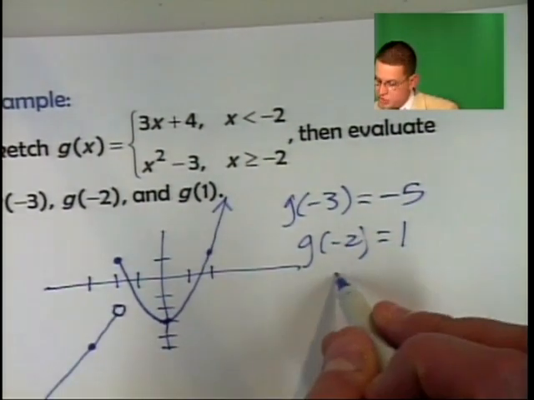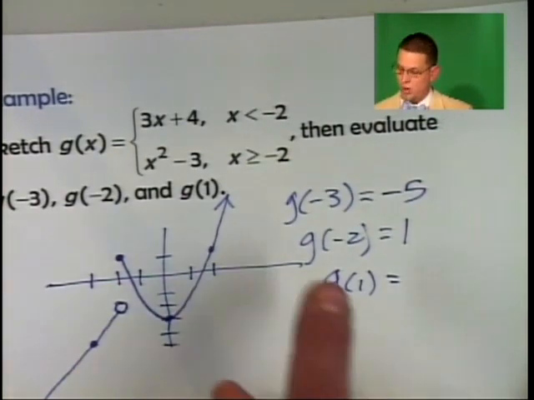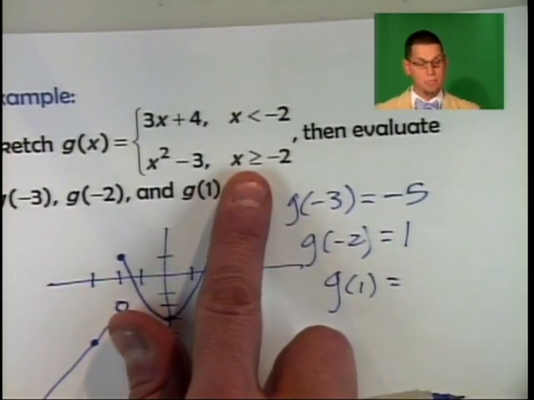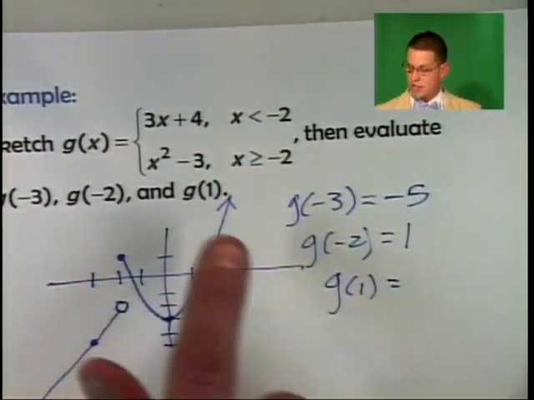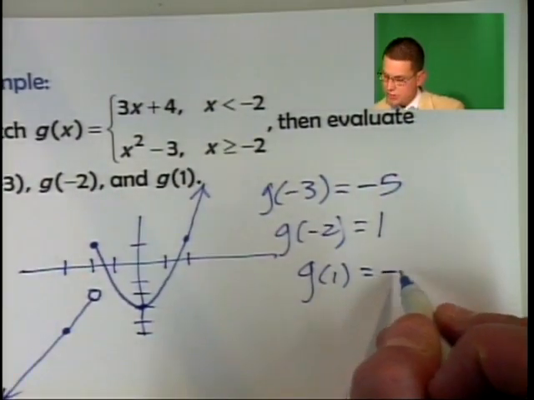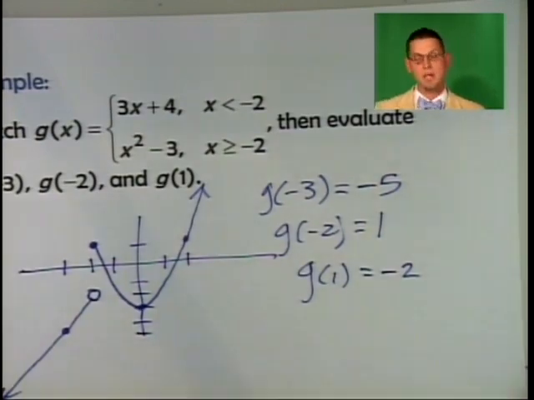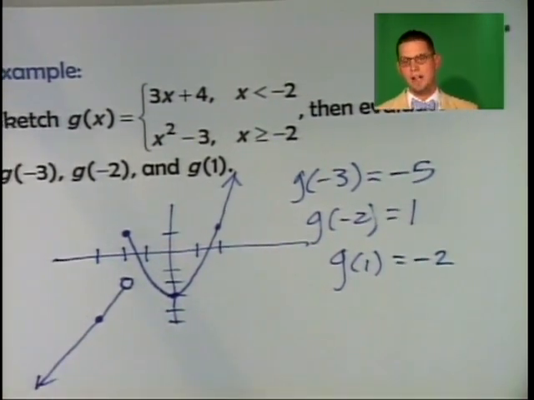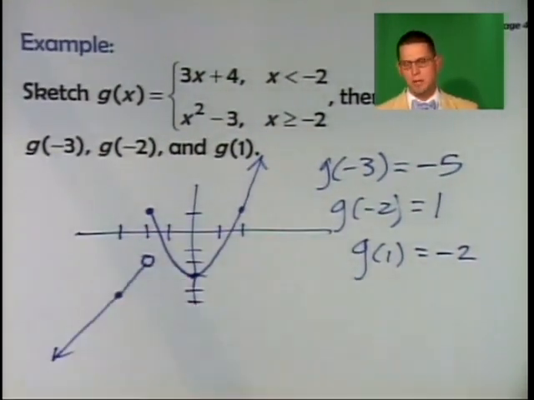And then the next one, what is g of 1? Well, 1 is to the right of negative 2, and we're using the bottom piece for every value to the right of negative 2, so I can plug it into the bottom piece. 1 squared is 1, minus 3 is negative 2. And that's how you evaluate a piecewise function. You have to plug it into the correct piece over which the interval is defined. Okay? Piecewise functions take a little bit of practice.